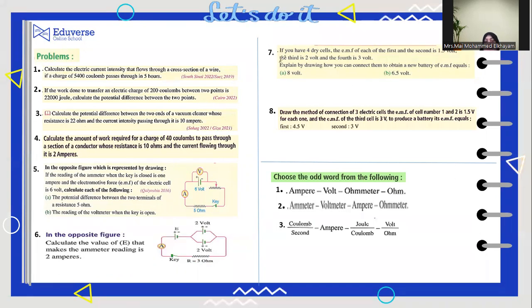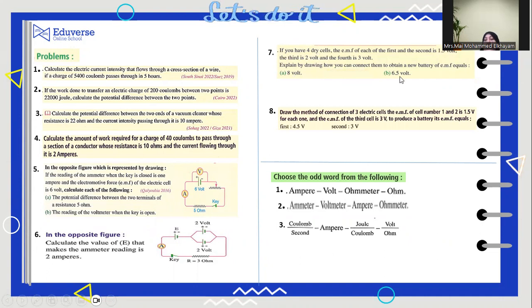Now with this question, if you have 4 dry cells, the electromotive force of each of the first and the second is 1.5 volt, the third is 2 volt, and the fourth is 3 volt. Explain by drawing how can you connect them to get 8 volt. 8 volt, okay. 1.5 plus 1.5, 3. 3 plus 2, 5. 5 plus 3, 8. So all of them are connected in a series, like this.